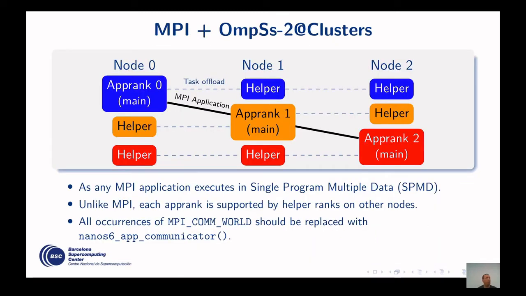Our proposal is a way to rebalance hybrid MPI plus OmpSs applications. Normal MPI applications work in a single program multiple data way, which is what we see in this dimension, but we propose to add helpers in the other nodes. Every app rank in one node, in this case app rank in node 0, has a helper in node 1 and node 2. In this dimension, OmpSs cluster takes care of redistributing the data, and in this dimension, DLB takes care of redistributing the resources.